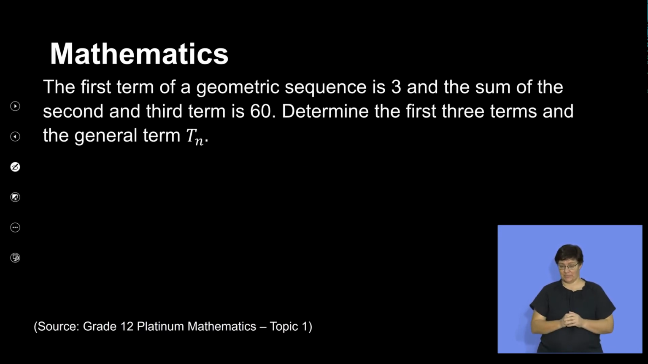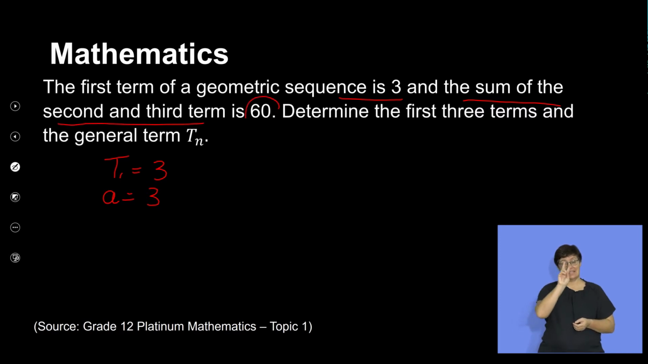Cool, let's have a look at our example. So the first term of a geometric sequence is 3. Before I even continue reading this example, if I tell you that the first term of a geometric sequence is 3, we know that that means that T1 is equal to 3, and the first term is actually 3, so I can immediately tell that a is 3. Now we can continue reading our example. The sum of the second and the third term is 60. So we are now asked to determine the first 3 terms as well as the general term Tn.